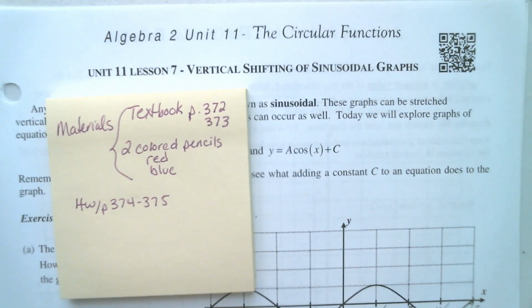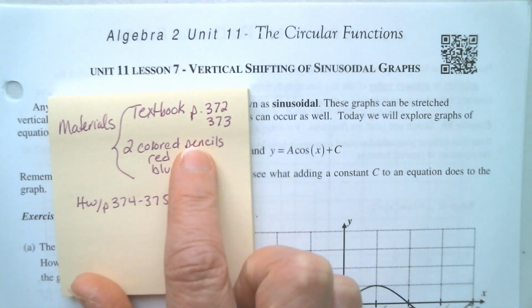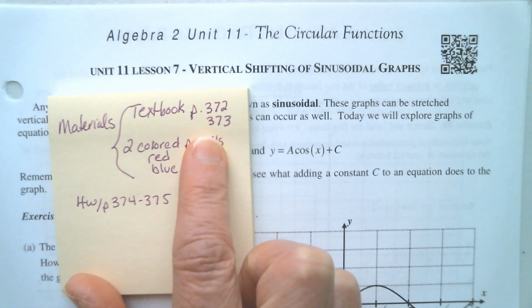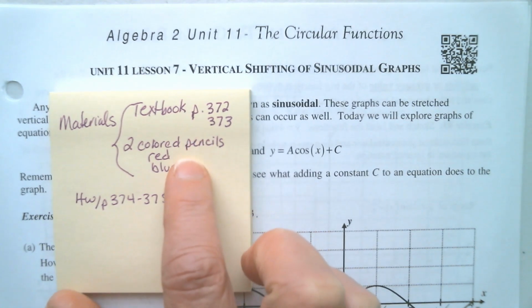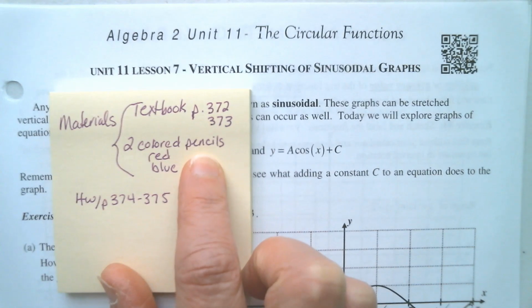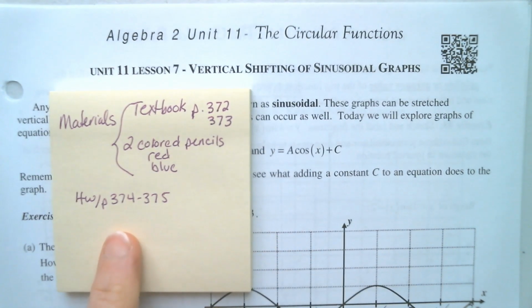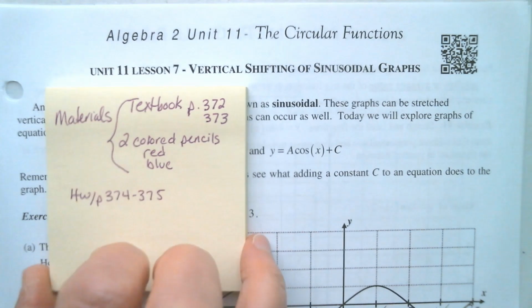Today's lesson is Unit 11, Lesson 7, Vertical Shifting of Sinusoidal Graphs. This is textbook pages 372 and 373, and it would be helpful if you had two colored pencils or pens, preferably red and blue. Your homework is pages 374 and 375.